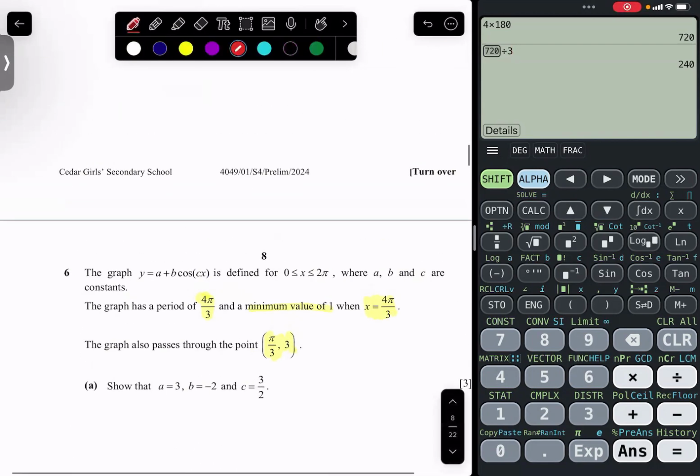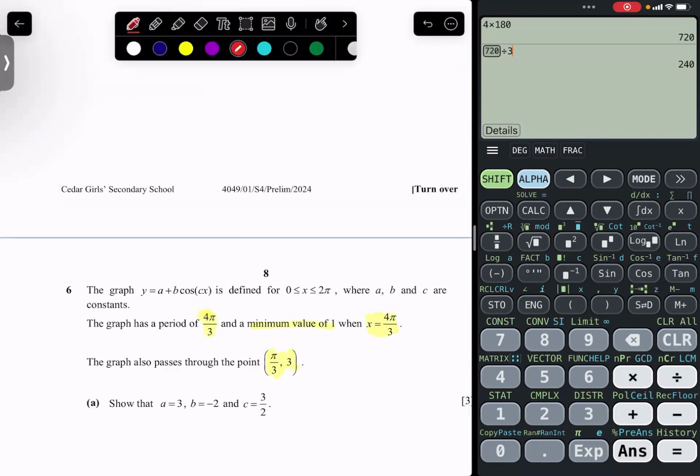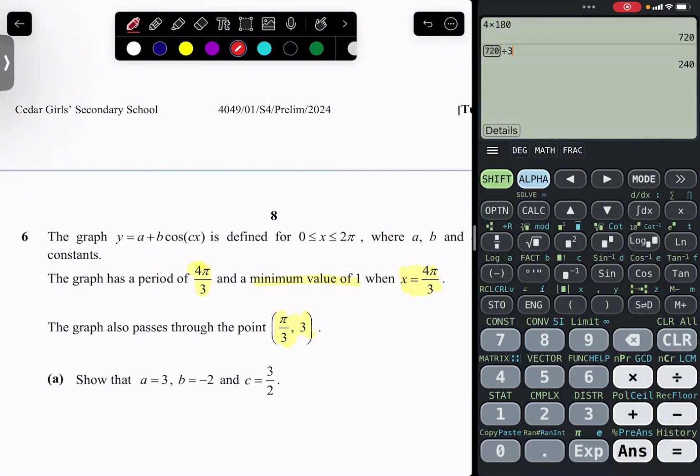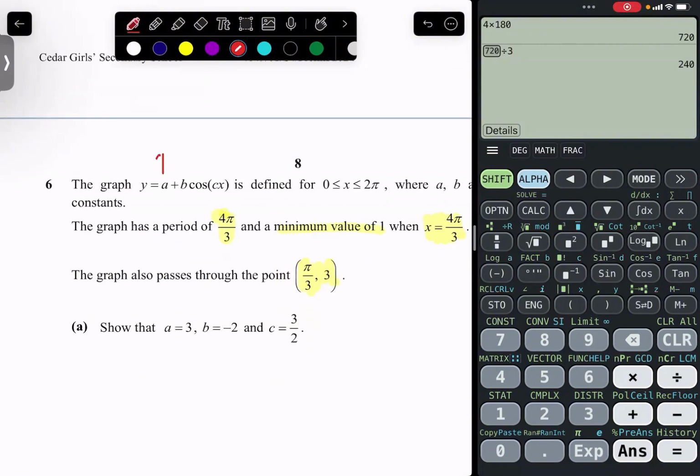So they switch up the order a little bit, which is uncommon from what we are usually used to. But we need to understand the principle behind it. A is our vertical shift, or our middle line. B is our amplitude in this case. Usually it's a, but this time it's b. And c represents the number of cycles in 360 degrees, or in this case, in 2 pi.